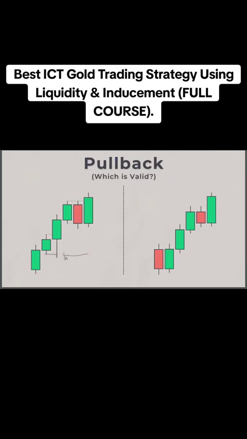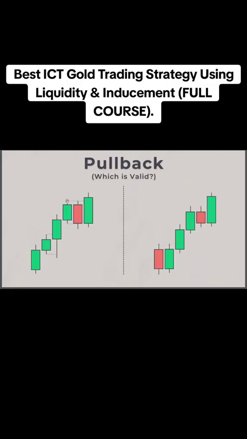So we have a potential pullback here. But when does it confirm? When do we have a confirmation that the pullback is there? We took the low. When we take the high, then that's a valid pullback. So you see, we took the low and then we take the high. Then the lowest point between the two is the valid pullback. Started going up. This low is not protected because we never came to it. But this low here, we took the low. We did not take the high yet. And then after that, we take the high. We have a valid pullback now.